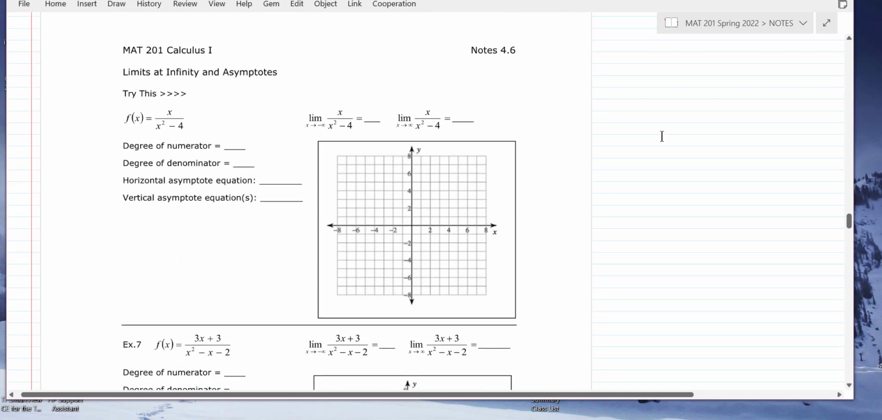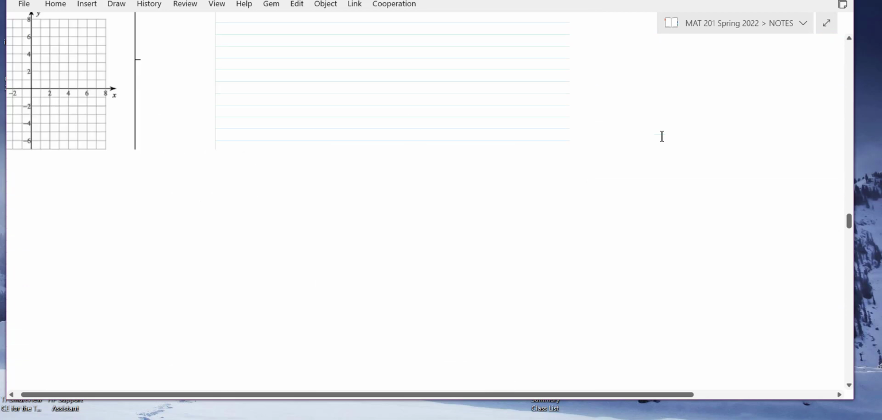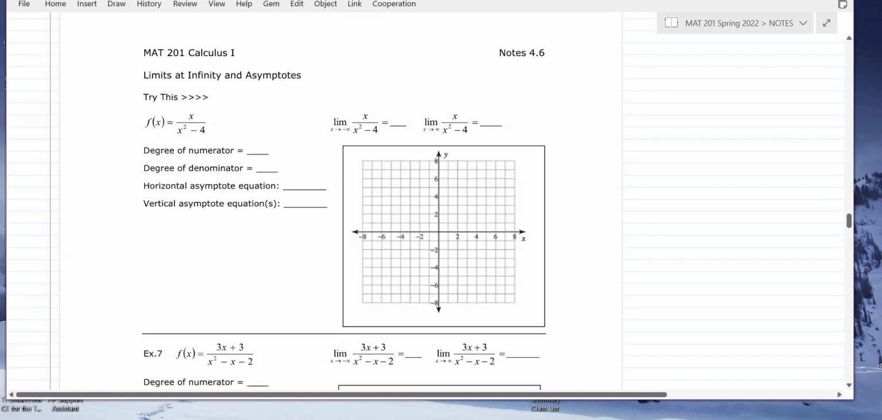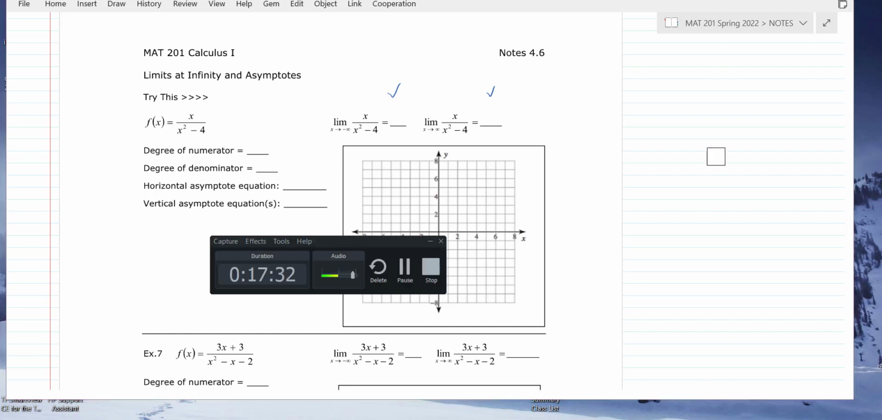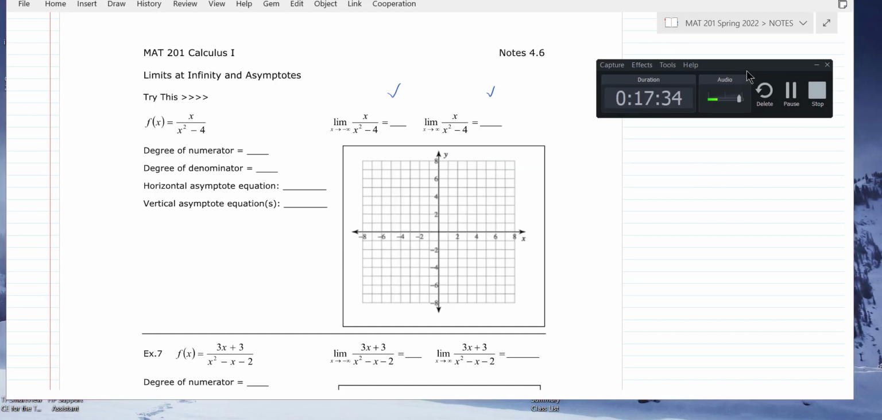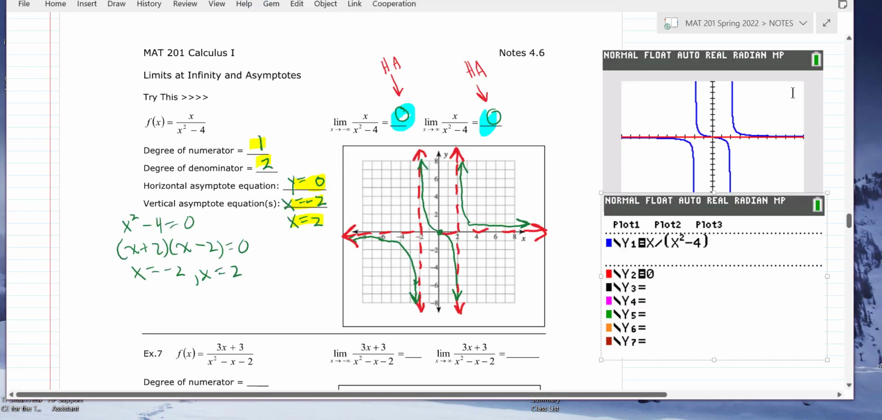On the next page, I want you to go ahead and try this problem based on what I did. You can look at your rules, figure out the degree of the numerator and degree of the denominator. Based on that, figure out your horizontal asymptote and your vertical asymptote, and then a good idea is to see if you can get the answer to the limit before you do the graph. So I'm going to pause my video here, and you should too. As soon as you've got it worked out, resume and see if you're right. Moment of truth. Let's see how we did.